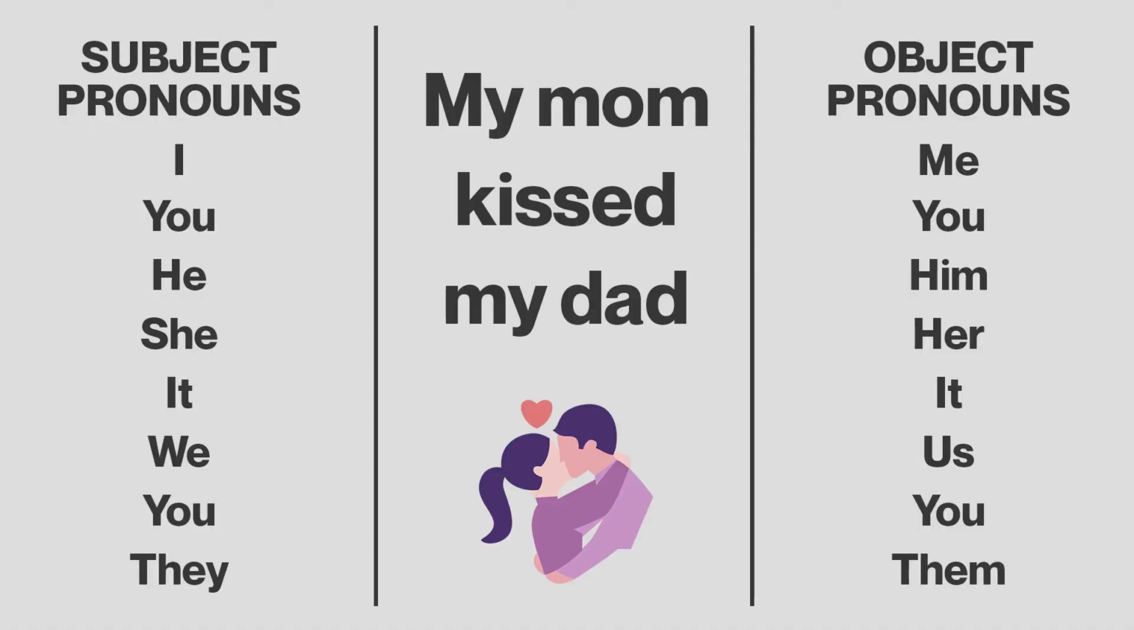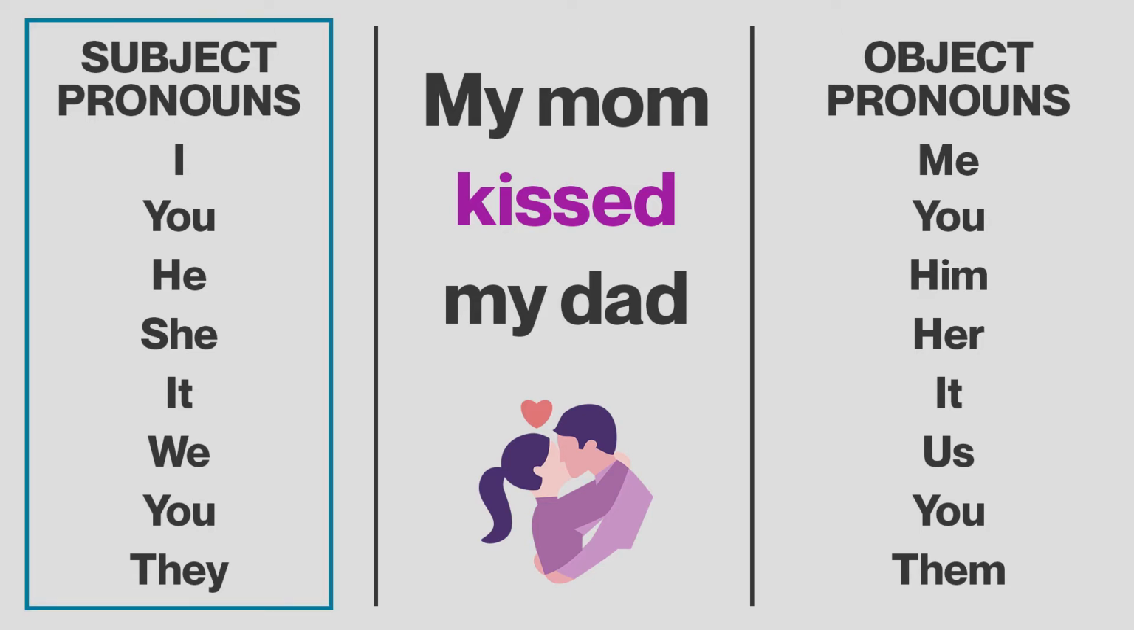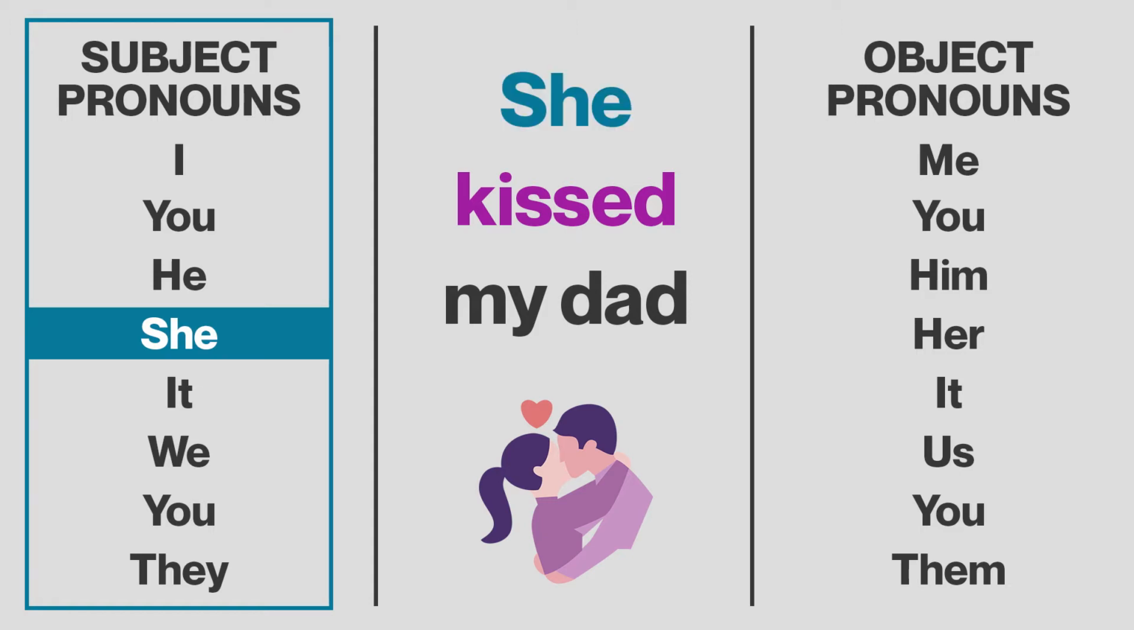Let's practice. Example 1. My mom kissed my dad. What's the verb in this sentence? Kissed. Very good. My mom goes before the verb. And do you remember what we use before the verb? Subject pronouns. Which subject pronoun can we use to replace my mom? Correct. She. So we can also say she kissed my dad.